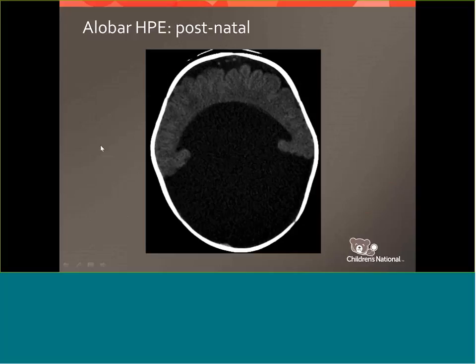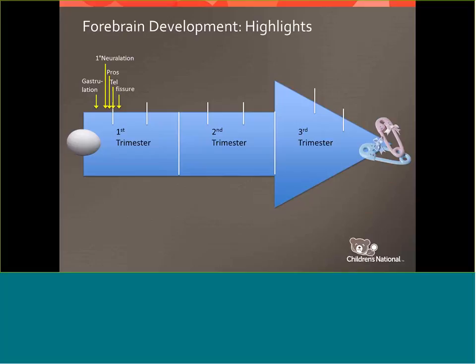So moving on, the fissure actually develops at about 5 weeks, and then the falx later on at about 8 weeks. And so as the brain is developing a little bit further, you can have some degree of falx and fissure formation in some of the more minor forms of holoprosencephaly.